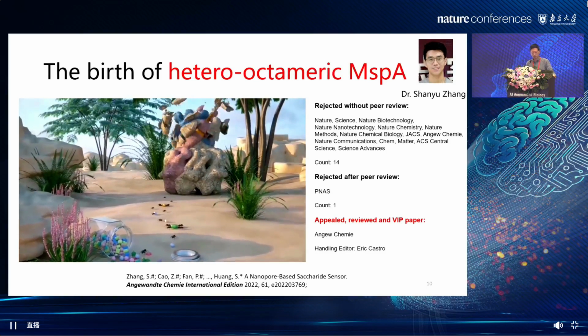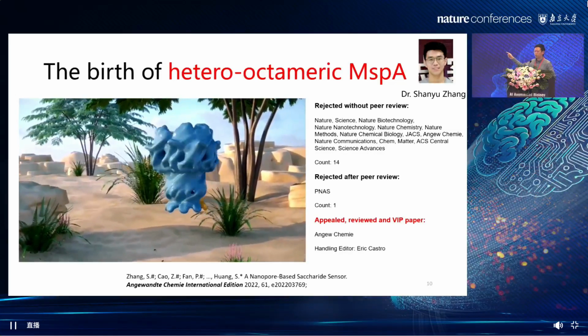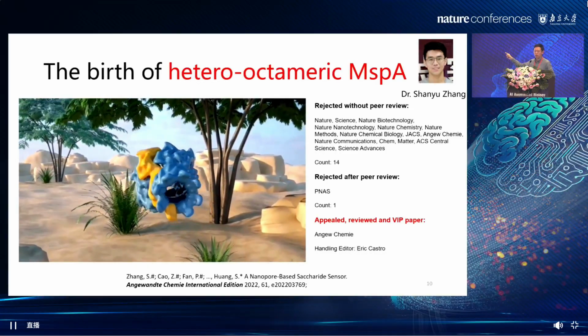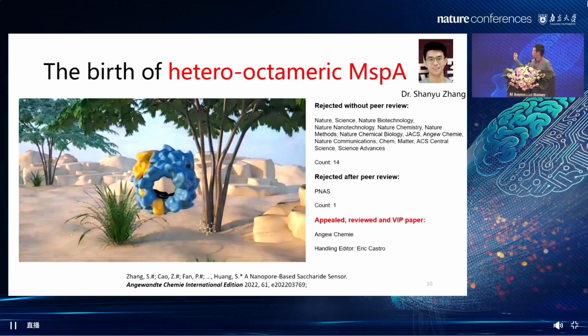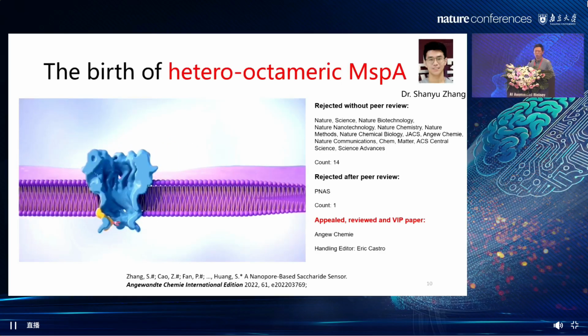and here I will use one animation to show you how it is working. Technically, this is the heterooctameric MspA pore that I mentioned. The reason I want to make one of the monomers different from the others is to guarantee the placement of a single reactive site, which is a phenylboronic acid. After modification, the pore can be used just like a regular pore. You don't need to do any extra things. It will report events, like for L-sorbose. Remember this feature. And then this is the D-fructose.